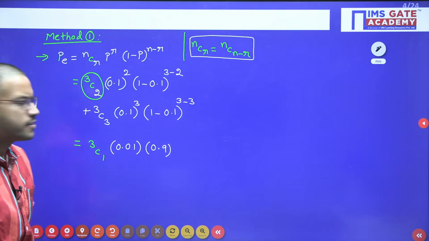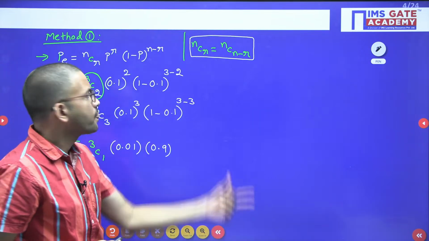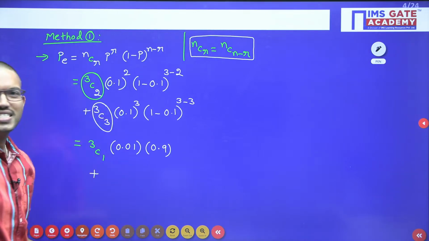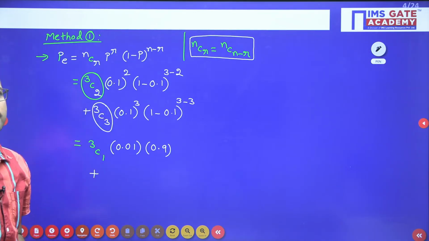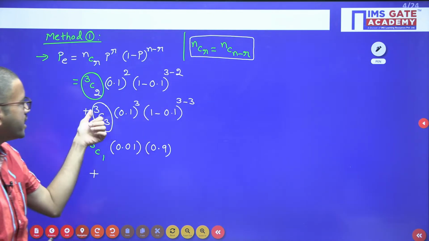Next. Now can you tell, Mohit, by using this formula, what expression you are going to get for 3C3? All other students can also respond. By using this formula, how can we write 3C3?